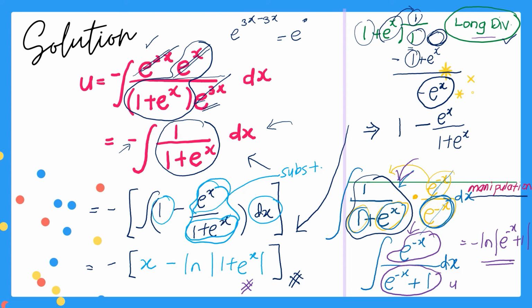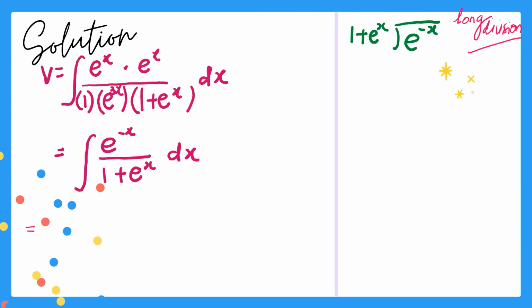But if you apply long division and you manipulate, on the surface you will get different looking answers, but actually they mean the same thing. Now we continue to find what is our v. Substitute all the information into our formula for v. So here I have e^(2x) divided by e^(3x), which gives e^(-x) over my denominator, which is this one.